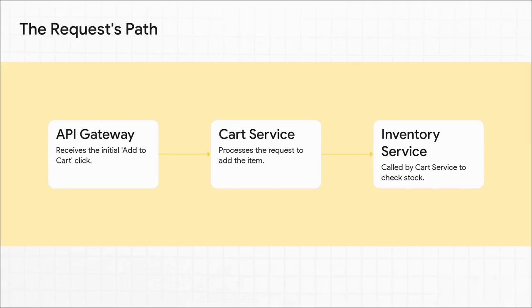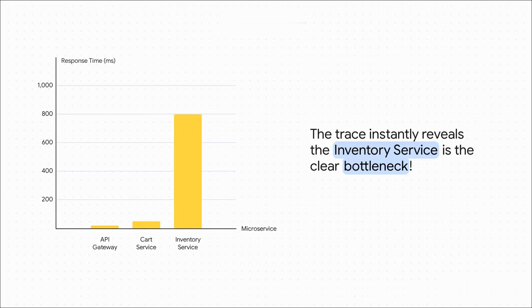So first, that request hits your API gateway. The gateway looks at it and says, okay, you're going to the cart service. The cart service is responsible for managing the shopping cart. But before it can add the item, it has to ask, hey, do we even have this in stock? So it makes a quick call over to the inventory service. A nice, simple 3-step journey. Or so it seems. And boom, the trace lays it all out for us clear as day.